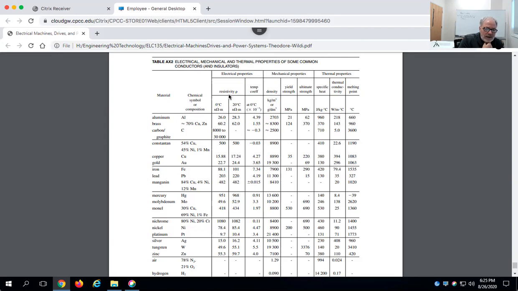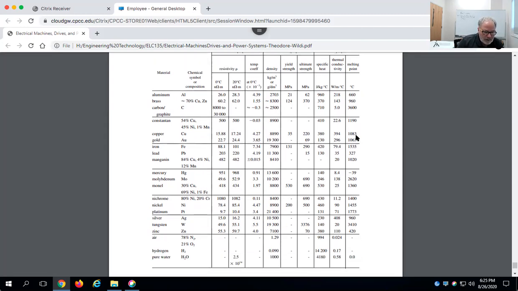You visited that in ELC 131, where you determined that copper had a certain resistivity, silver had a certain resistivity, and it varies based on the temperature and so forth. Then there's that temperature coefficient that gave us another consideration, so we could look at what the resistivity or the total resistance was at different temperatures. Thermal properties are listed here, mechanical properties here.